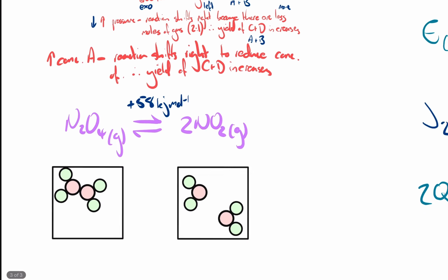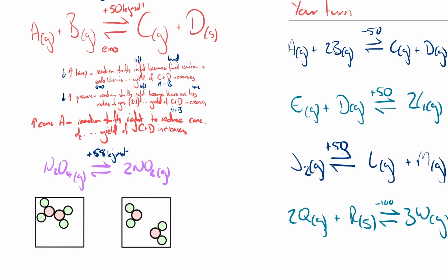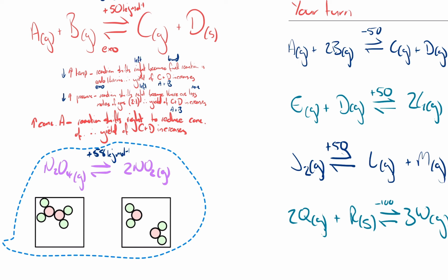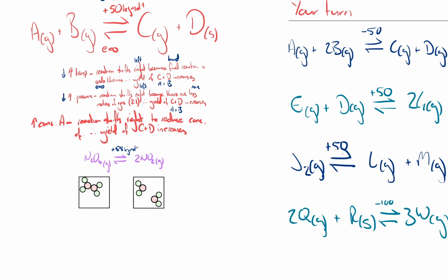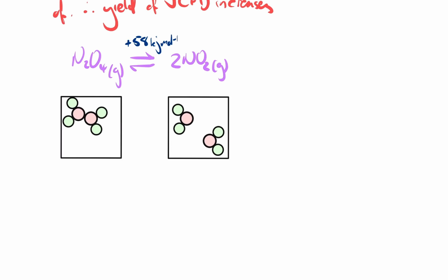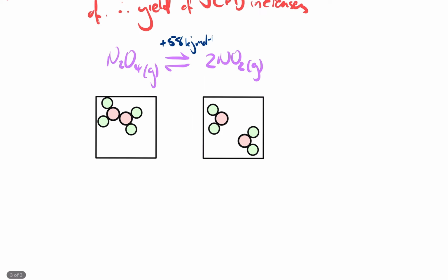So again, we can think here about how we can produce as much NO2 as possible here. So there, we're thinking about this. So first of all, highest yield of NO2. Hopefully you've got a sort of general idea of what we're expecting here.